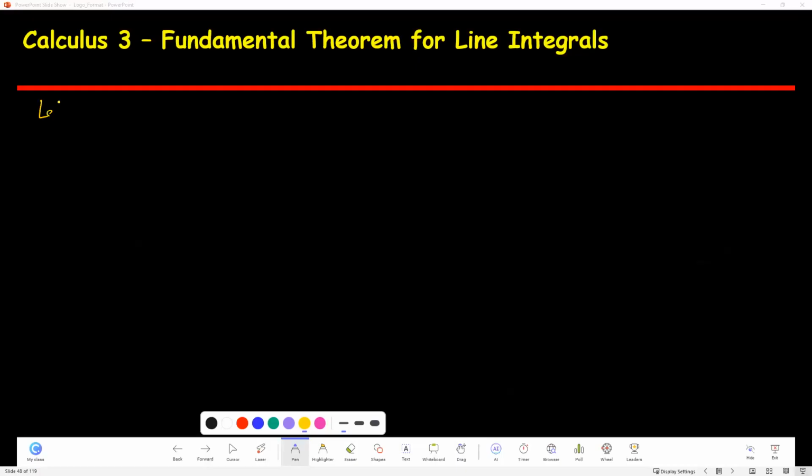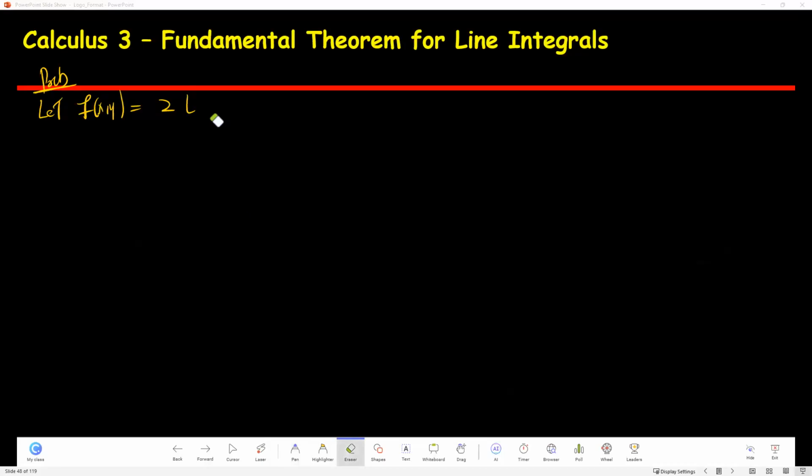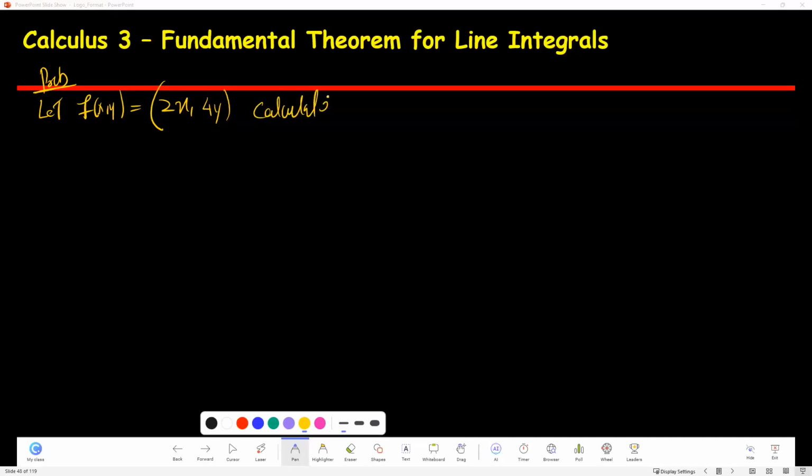Let f be a function, f of x y equals 2x plus 4y. I'm going to say it in x form, and just keep it in parametric form later. Calculate this.